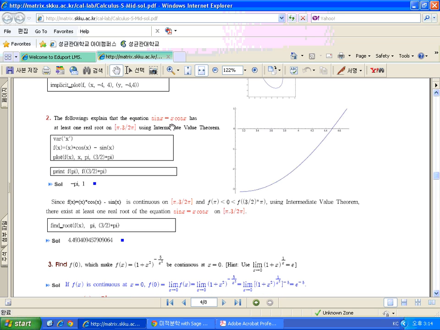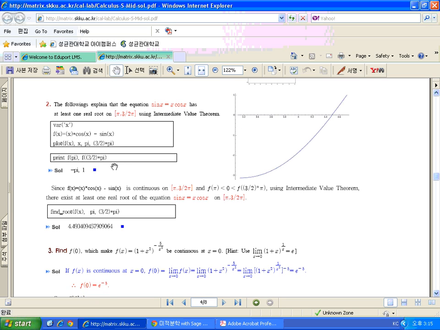All you have to do is just define a function f of x as a subtraction of those. And then you just draw it, then you will see those two equations, the functions meet at this point, which is about 4.49, so it has at least one real root. Yeah, so that's what I want you to find.